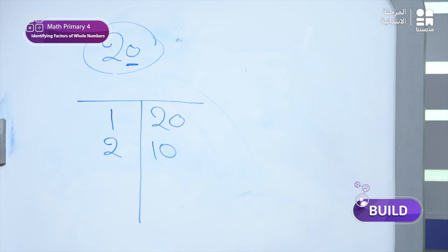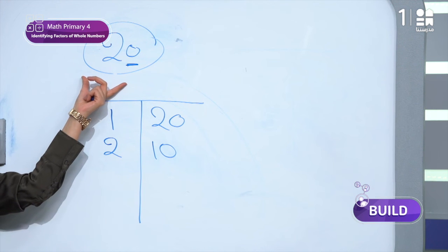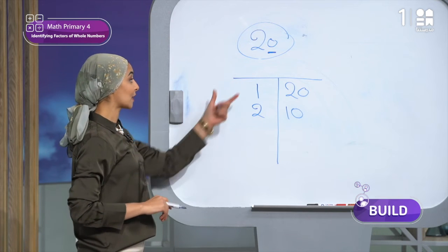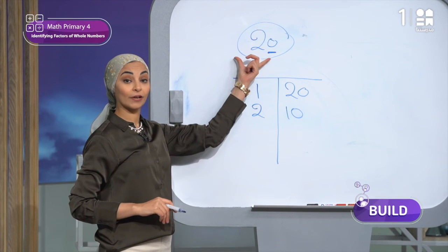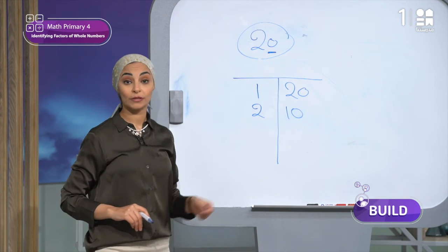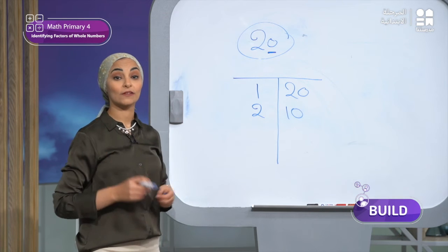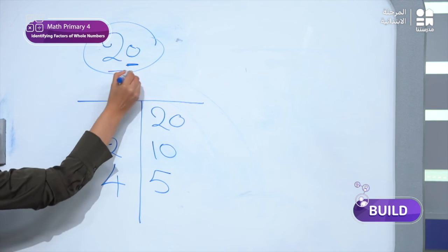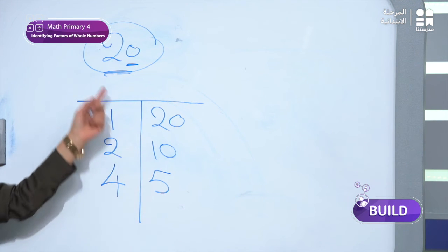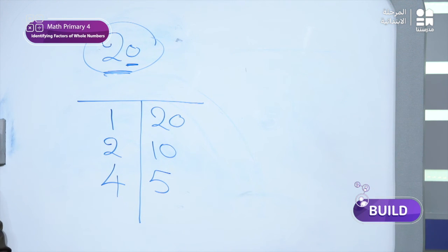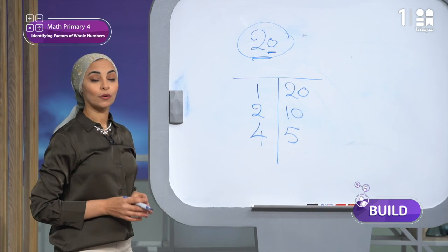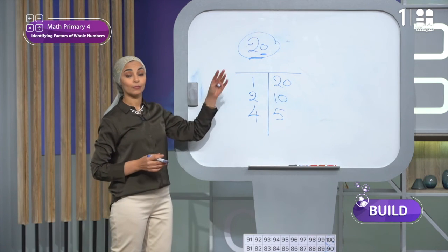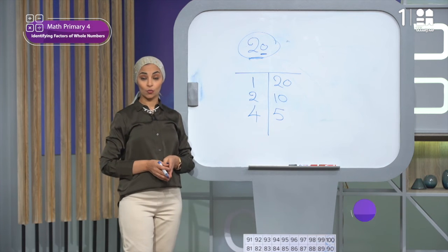What about table 3? Is 3 factors of 20? No, 20 is not found in table 3. طيب, تعالوا نشوف في table 4. Yes, أنا عارفة إن 20 موجودة في table 4. 4 times what gives me 20? Of course, 4 times 5 gives me 20. So 4 and 5 are factors of 20. Now we can also write them in T-chart like this, أو ممكن نعملها بالrainbow factors in any way you want.